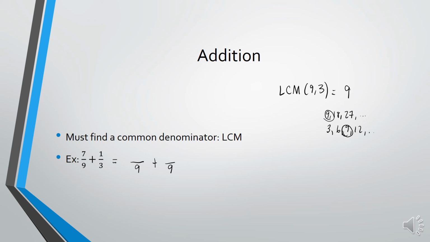Okay, so this first fraction, going from 7/9 to 7/9, I don't do anything. But for 1/3, I multiplied the bottom by 3, which means I need to multiply the top by 3. So really what I did was multiply this one by 3 over 3. So that gave me 3/9. And now that I have a common denominator, I don't add the denominators. I keep that as 9, but I am going to add the numerator, so add the top. And I get 10. So 7/9 plus 1/3 would be 10/9.